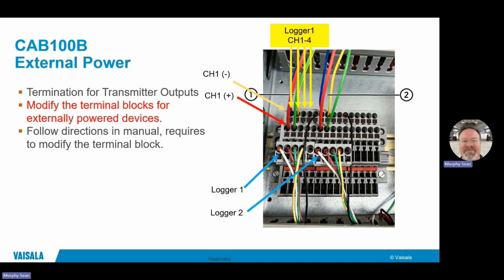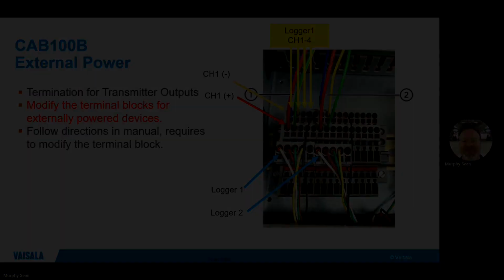For example, under this logger number 1, you see the white wire. That's actually the wire that goes to channel 1 on that data logger. And if you take a look at the data logger itself, you'll notice that the first 4 pins line up directly with the inputs on the logger.